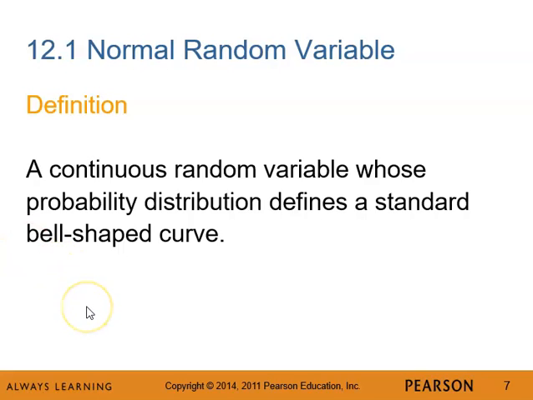And what's the definition of a normal random variable? It's a continuous random variable whose probability distribution defines a standard bell-shaped curve. This curve, the perfect normal random variable, looks like a bell shape, and it's perfectly symmetrical with respect to the center.